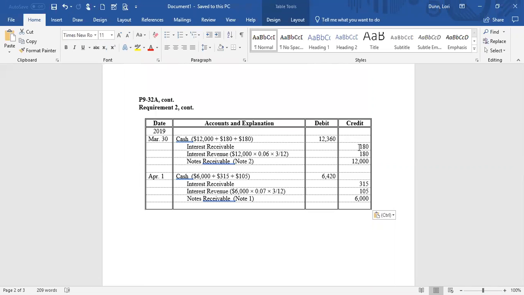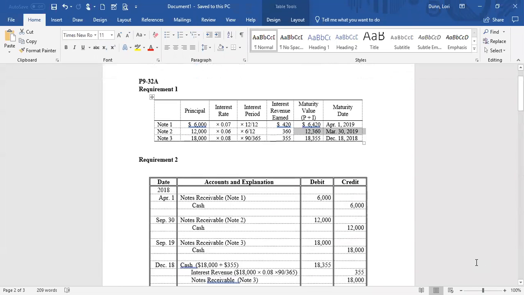Then we need to calculate the amount of interest that's occurred from January 1, 2019 through March 30th. And that much of the interest is revenue that we record now. $12,000 principal, 6% interest rate times 3/12. So part of the interest was recognized as revenue last year. Part of it is recognized this year. The same with the April 1st loan maturity date. Take a look back up here.